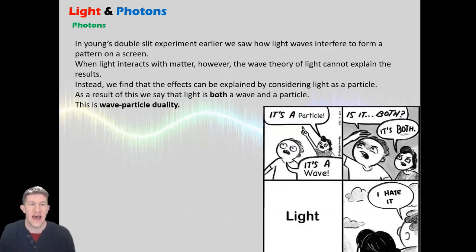So to start off with, let's look at photons. In the double slit experiment that we've seen in the earlier module, we saw that light waves interfere and they form that pattern on the screen, and we get that interference pattern. When light interacts with matter, however, the wave theory of light doesn't explain what we see, and we'll cover that in a minute. Instead we find that the effects can be explained if we consider light as a particle. So we've both confirmed that it's a wave using the double slit experiment, and then in the experiments we're going to cover, we'll show that it actually acts as a particle as well. And so therefore we say that light is both a wave and a particle, and that's where this concept of wave-particle duality comes from.